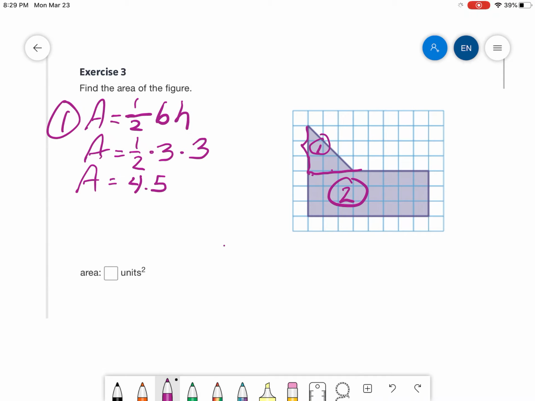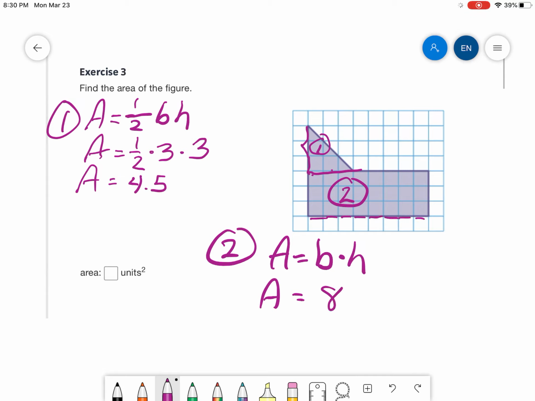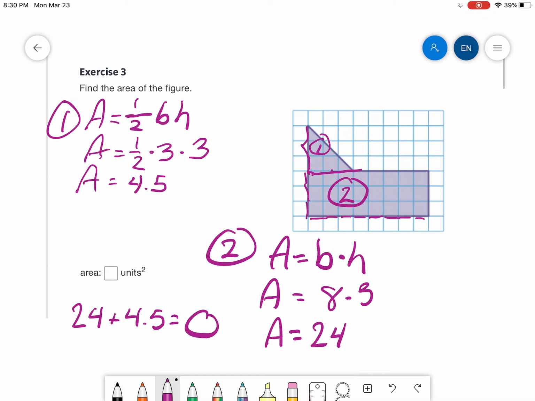Then we need to find the area of number 2. Because that's a rectangle, it's just base times height. This area is equal to 8 times 3, so the area is equal to 24. You add those together, so we have 24 plus 4.5, and that will give you your answer. That goes here.